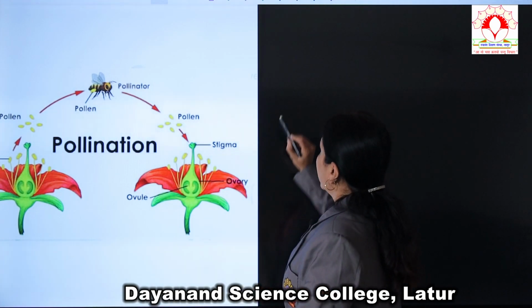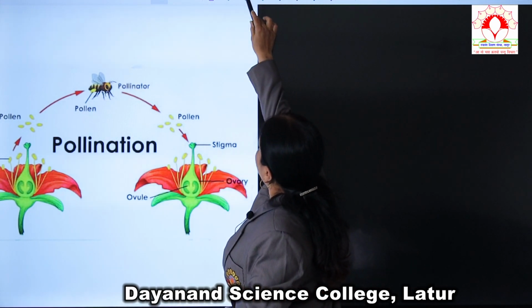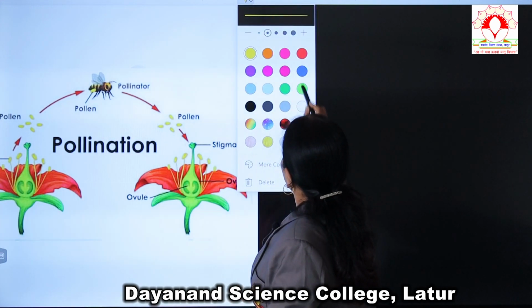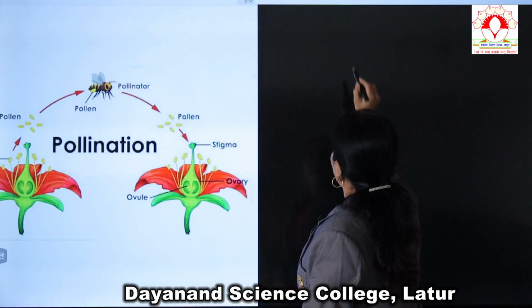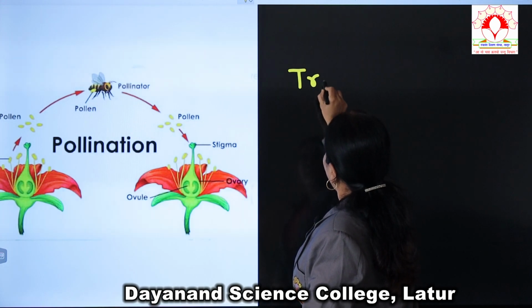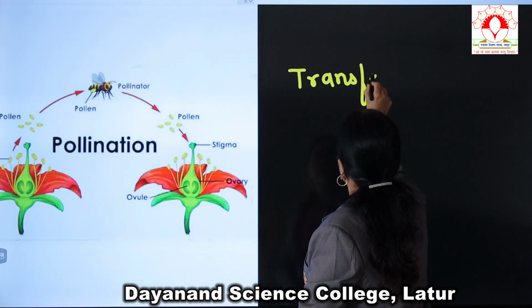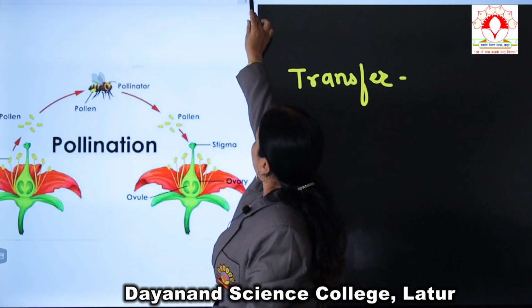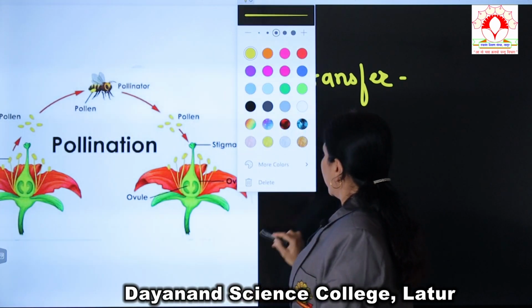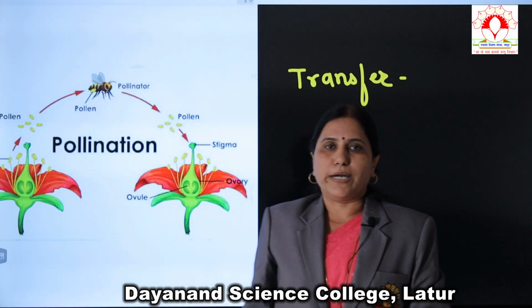So what is pollination? Pollination is the transfer of pollen grains from anther to stigma. So this is transfer of what? Transfer of pollen grains from anther to stigma is called pollination.